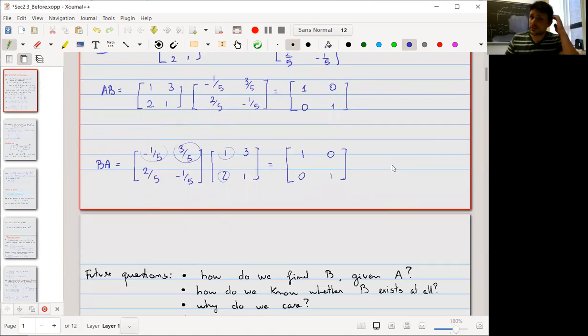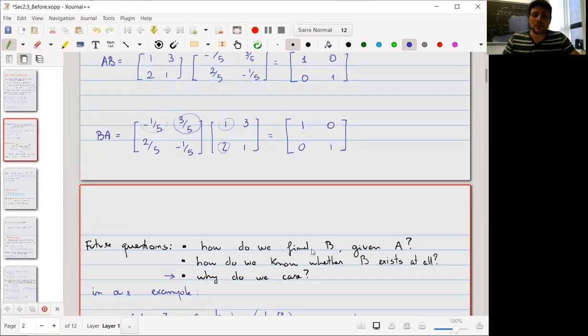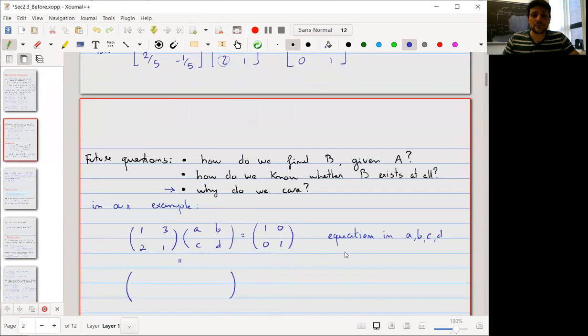Some of the next questions that we'll think about inverse matrices are, first of all, how do you know how to find B given A? So in this example, I gave you the inverse, but in general, how do we find the inverse? Is it true that inverses exist? How do we know when they exist? And the third question, which I will try to answer in this video, is why do we care about finding inverses.